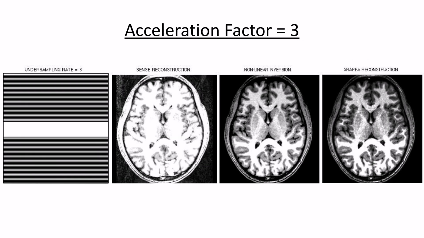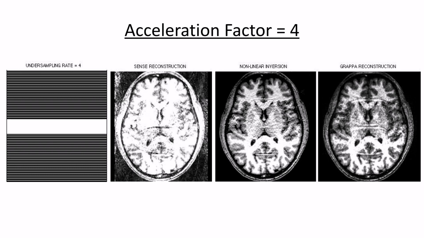These images have been reconstructed from K-space, which was undersampled at a rate of 3. Again, SENSE gives poor results. The image from GRAPPA contains quite a lot of noise, whereas the image from nonlinear inversion is closest to the original image.